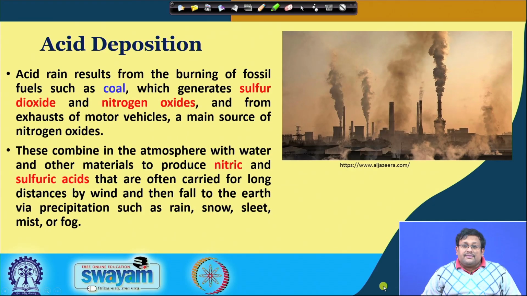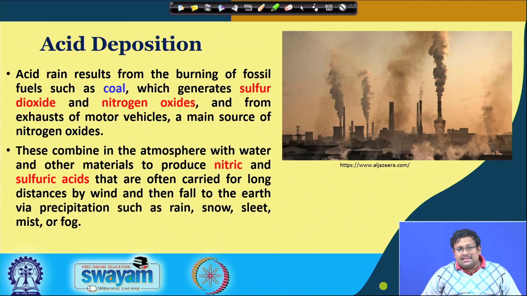But in case of acid deposition, due to different types of automobile emissions as well as burning of fossil fuels, especially coal, different types of gases like sulfur dioxide and nitrogen oxides are generated. These react with atmospheric water and other materials to produce caustic acids like nitric acid and sulfuric acid, that are often carried for long distances by wind and then fall to the earth via precipitation such as rain, snow, sleet, mist or fog.